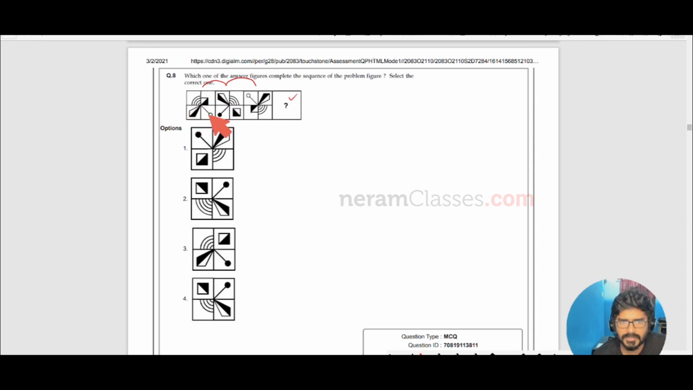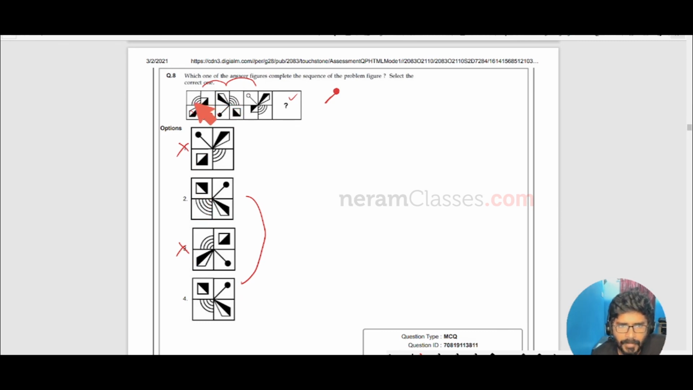Sorry, clockwise direction. So first it is here, next it is here and here. So in this option it has to be here and it has to be filled with black, because here it's empty, here it's black, here it's empty, so it has to be filled with black. Okay, so from this we can see that option 2 and 4 are actually matching.